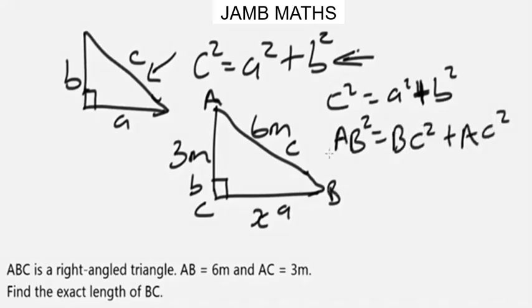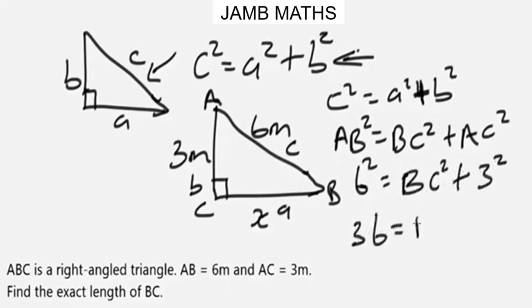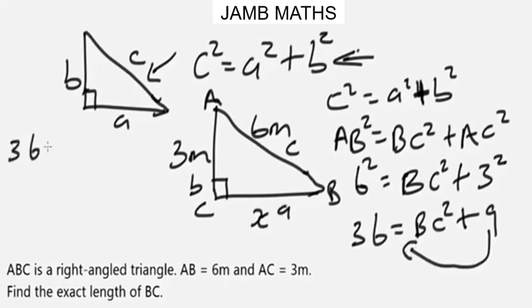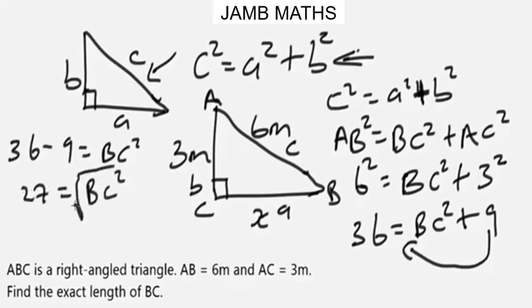Our AB square is 6 square. That 6 square equals our BC square, which is unknown, plus AC square, which is 3 square. So we have 36 equals BC square plus 9. To make BC square the subject of the formula, the 9 will cross over, and we're going to have 36 minus 9 equals BC square. When you punch it in the calculator, we have 27 equals BC square. So you square root both sides to make BC the subject.